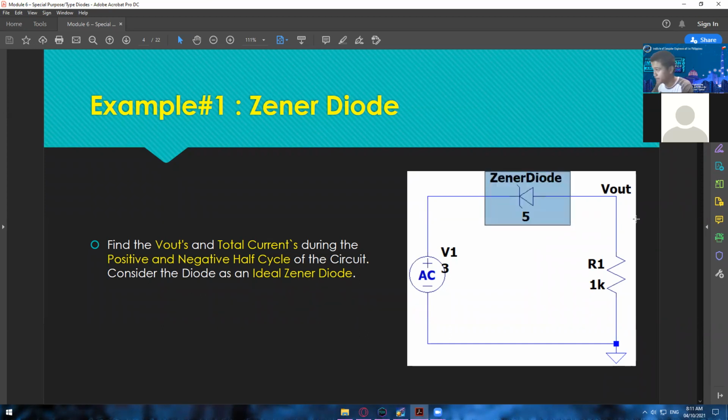Here, this is a Zener diode. Even without this name, we already know that this is a Zener diode because of its icon. It has a detailed line like this, which indicates that this is a Zener diode. And then we have a rated voltage of 5 volts. This is not a voltage threshold, but a rated voltage that we need to reach if we are in reverse bias connection. We have a voltage source of 3 volts, a resistance of 1K, and we're going to find the V out and total currents of the positive and negative half cycle.